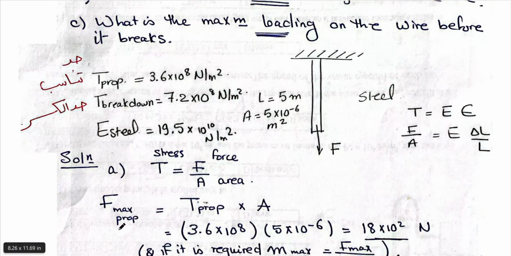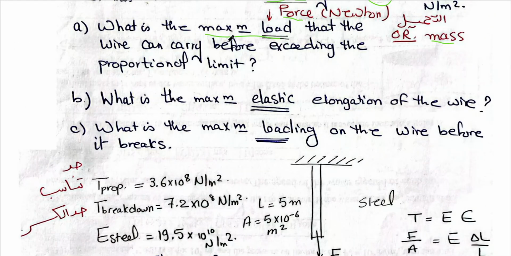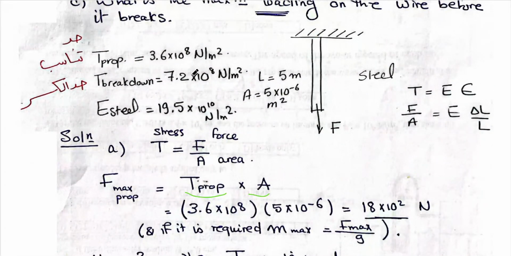If I want to calculate the force, it is the stress multiplied by the area. Which stress do I use? The first question was the maximum load before exceeding the proportional limit. So it needs the proportional stress to calculate the force. That's why we will substitute with the proportional stress 3.6 multiplied by 10 to the power 8. We will multiply the stress with the area to find the force in Newton.